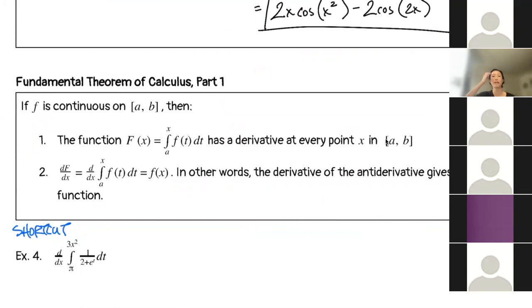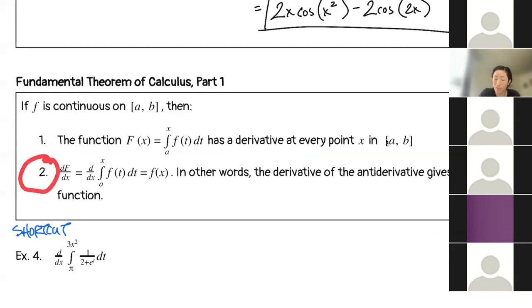So the fundamental theorem of calculus part 1 in mathematical terms says this: if f is a continuous function on a to b, so if f is continuous over a given interval, then 2 things are true. First, the function has a derivative at every point in a to b. And so this capital F of x is like after we take our integral. So the thing that we take the integral of should have a derivative at every point.